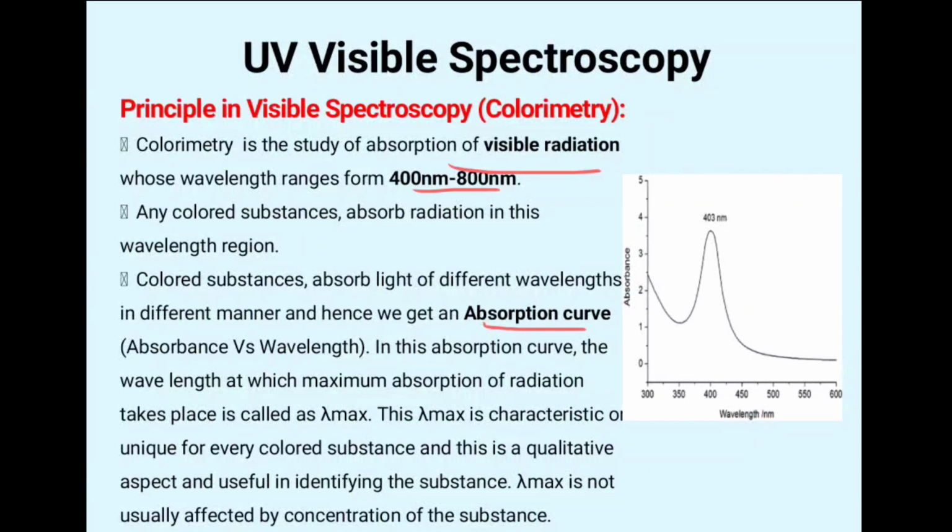Absorption curve you can observe in the diagram. In the absorption curve, x-axis is wavelength and y-axis is absorbance. In this absorption curve, the wavelength at which maximum absorption of radiation takes place is called lambda max. This lambda max is characteristic or unique for every colored substance and this is a qualitative aspect useful in identifying the substance. Lambda max is usually not affected by concentration of a substance.